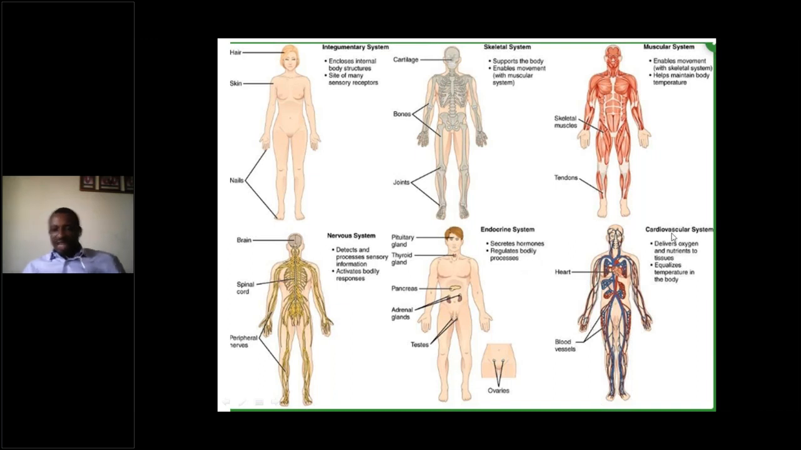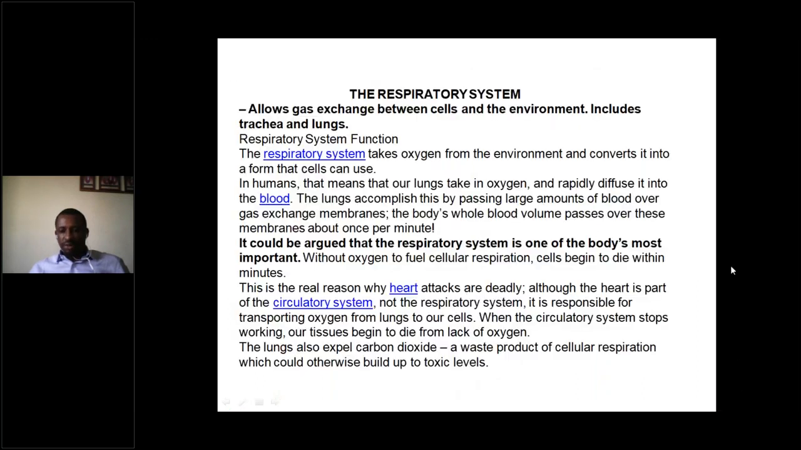After that, we have the cardiovascular system. The cardiovascular system is responsible for delivering oxygen and nutrients to the tissues. It equalizes temperature in the body. So this is the cardiovascular system. In the cardiovascular system, we have the heart and the blood vessels. So this is just a pictorial overview of the systems.